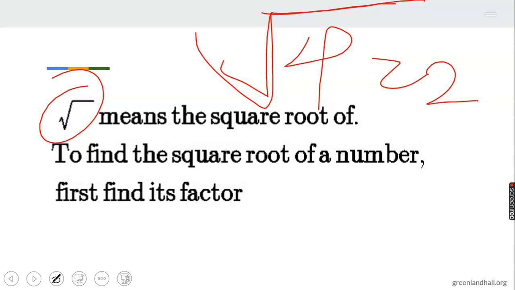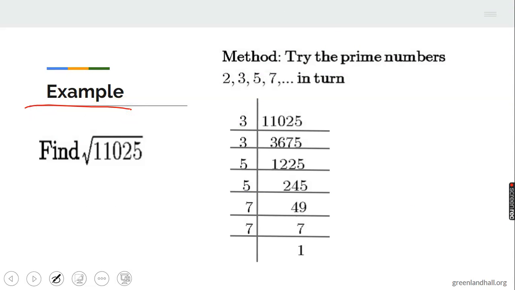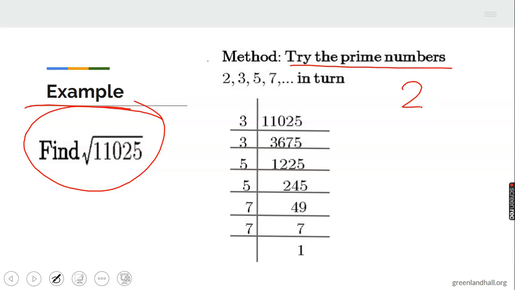To find the square root of a number, first find the factors. For instance, 4. What are the factors of 4? We know 1 and what? 2. That is, 1 can divide 4 and 2 can also divide 4 without remainder. Now, example, to find the square root of any number. Now, method: try prime numbers. We know our prime numbers starting from 2, 3, 5, 7.